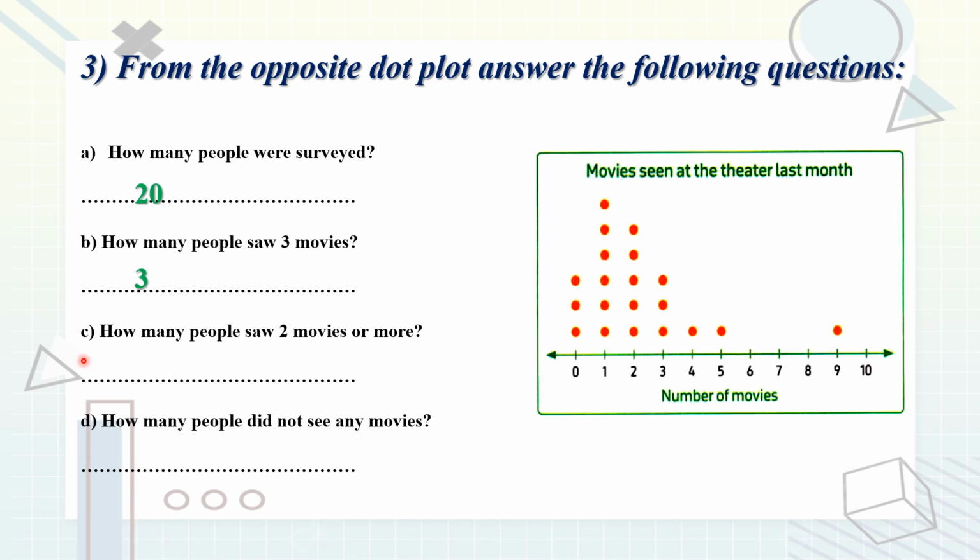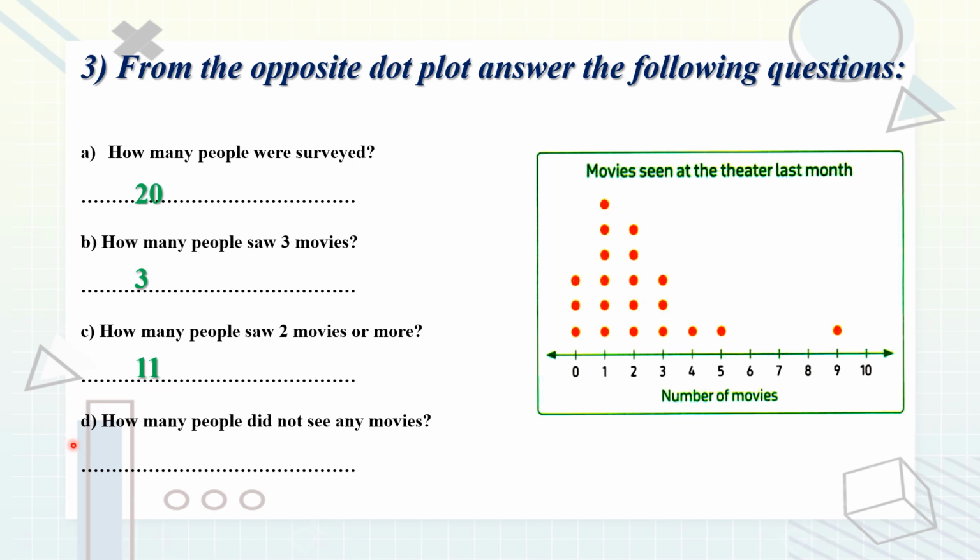In exercise C, how many people saw 2 movies or more? 2 or more, maybe they saw 3, 4, 5, and so on till 10. So we will count from 2 movies to 9 movies. We count the dots above number 2, 3, 4, 5, and 9. We will get 11 persons.